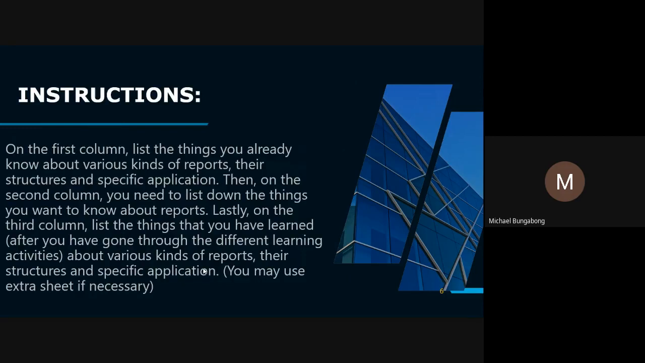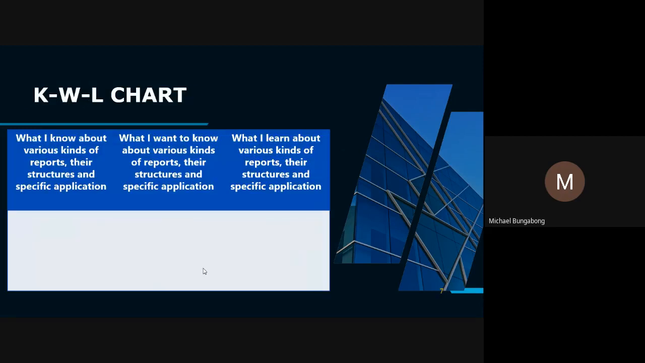So again, on the first column, you put there the various kinds of reports, structures, and specific applications that you already know. On the second column, you put there various kinds of reports which you need to know or you want to know. And lastly, of course, on that third column, you put what you have learned, after you have gone through the different learning activities about various kinds of reports, their structure and specific application. So let's just proceed.